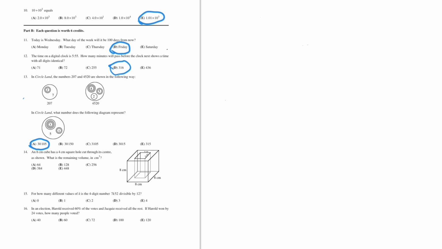Number 14. An 8 cm cube has a 4 cm square hole cut through its center as shown. What is the remaining volume in cubic centimeters? The volume of the cube equals the side length cubed. We use 8 cubed. We subtract the cut off part.